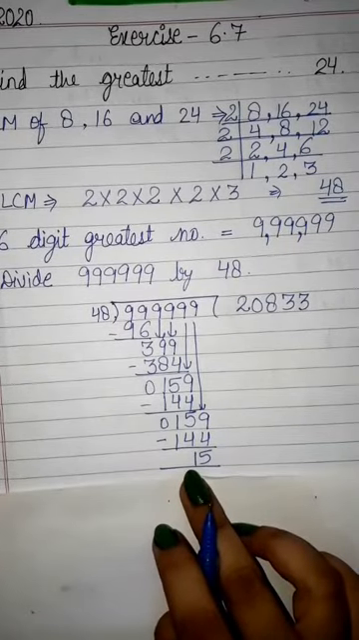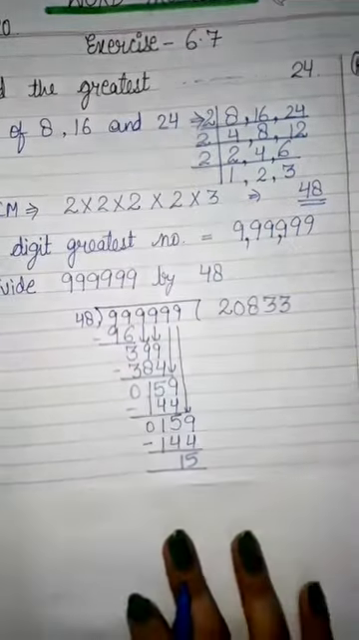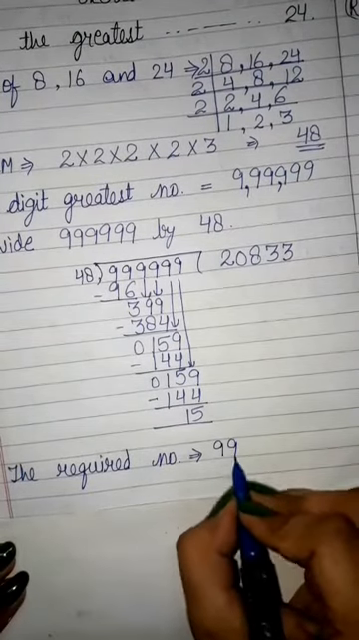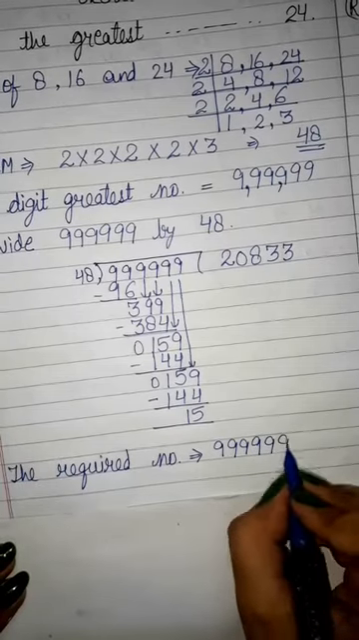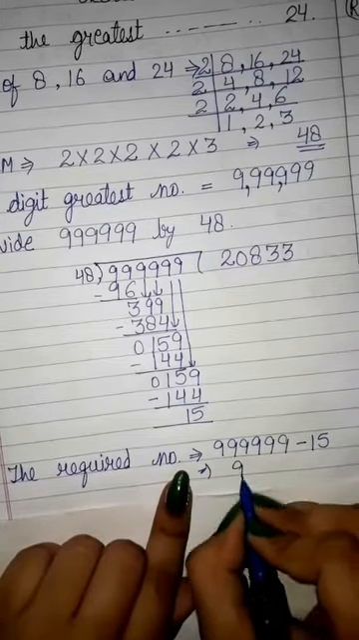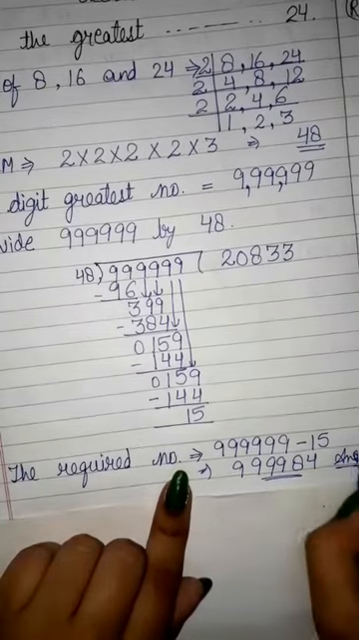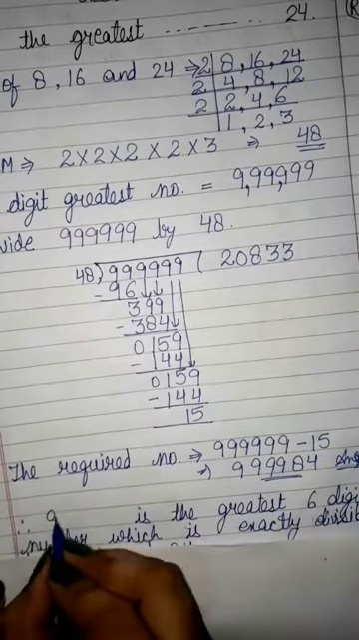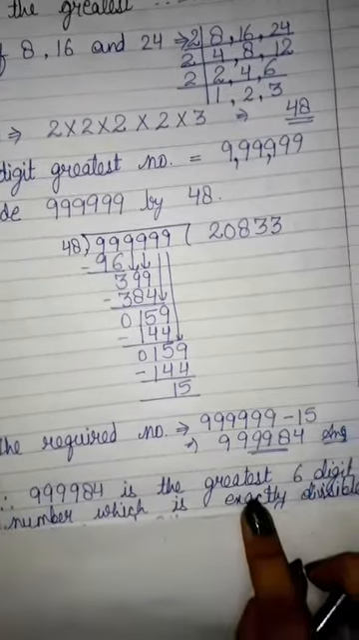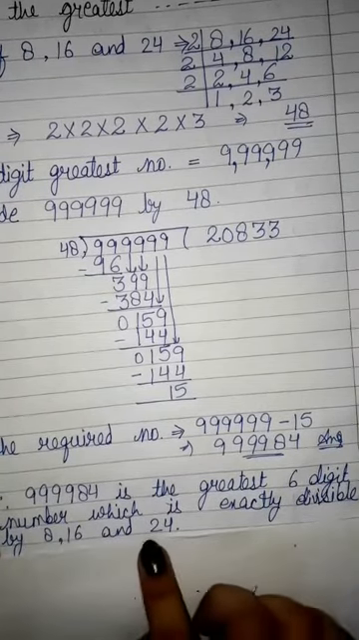Now you have to find that greatest 6 digit number which can exactly divide these 3 numbers. Now to find the required number, what you will do? From the 6 digit number, you will subtract 15. So, you will get 9,99,984. This is your answer. So, at last what we can write? Therefore, 9,99,984 is the greatest 6 digit number which is exactly divisible by 8, 16 and 24.